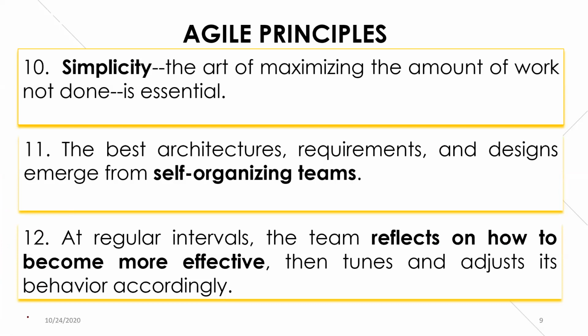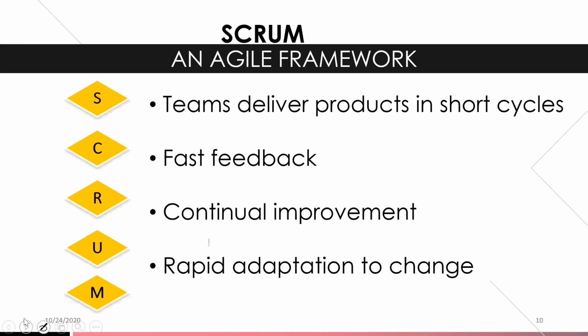Number 12, this is also key. In Agile Scrum, at the end of the sprint, the team reflects on how can they improve the sprint? How can the team improve? So it's, like we said, Agile Scrum is iterative. So it's constant fine-tuning and improvements.